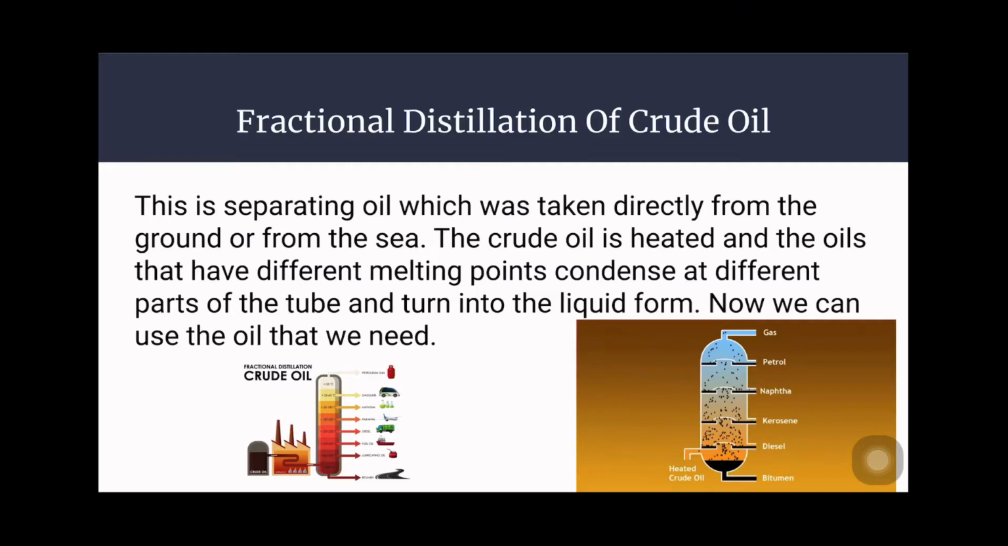So how this works is that the crude oil is heated up, and then the oils which have the low boiling point will boil first. It will go up the tube, condense at different parts of the tube, cool down, turn into liquid form, and go into a beaker. And now you can separate the oil from the other oils, and you can choose which oil you want to use. So as you can see at the bottom, there will be bitumen, followed by diesel, kerosene, naphtha, petrol, and gases right at the top.